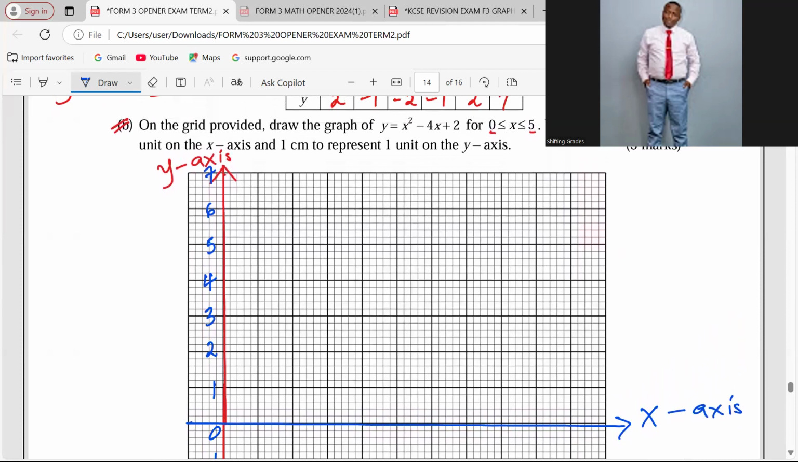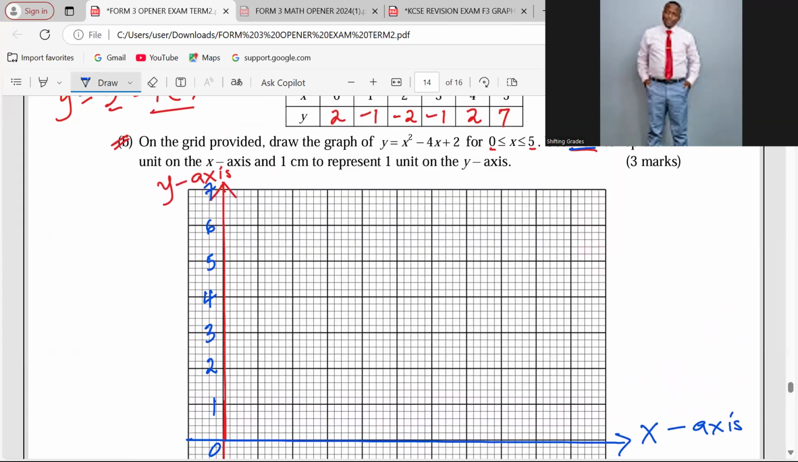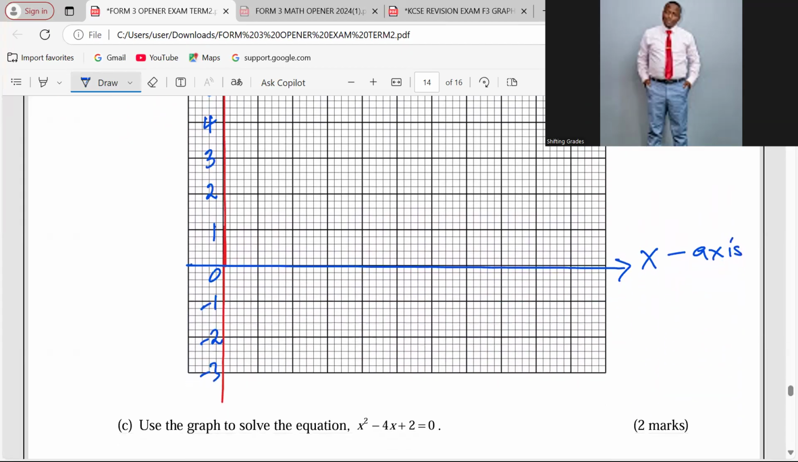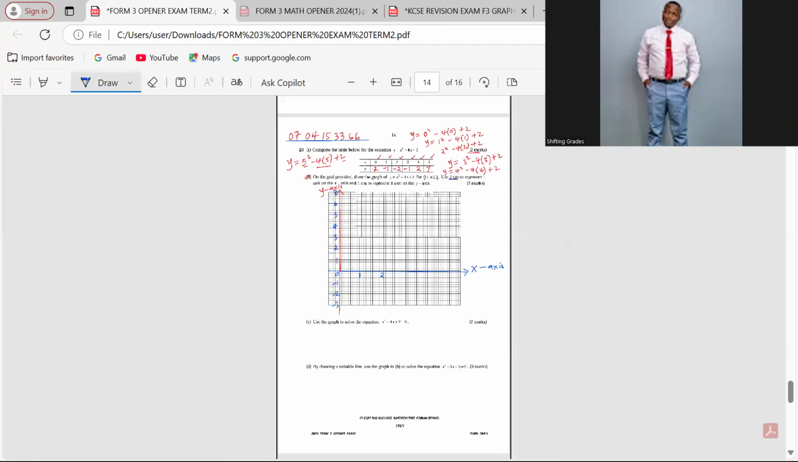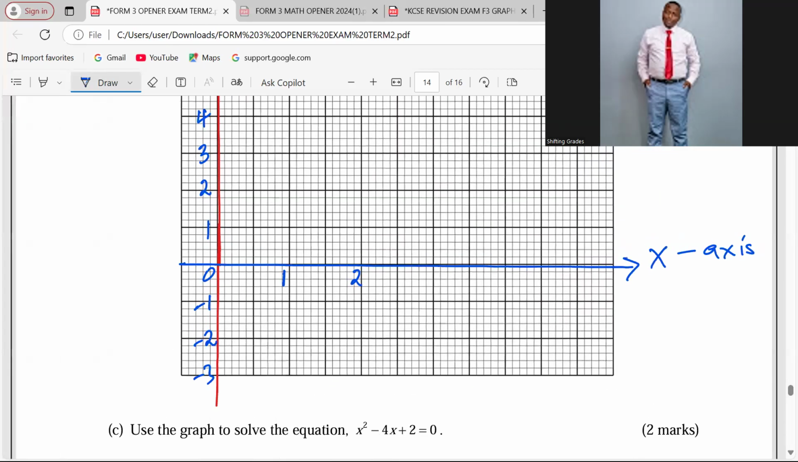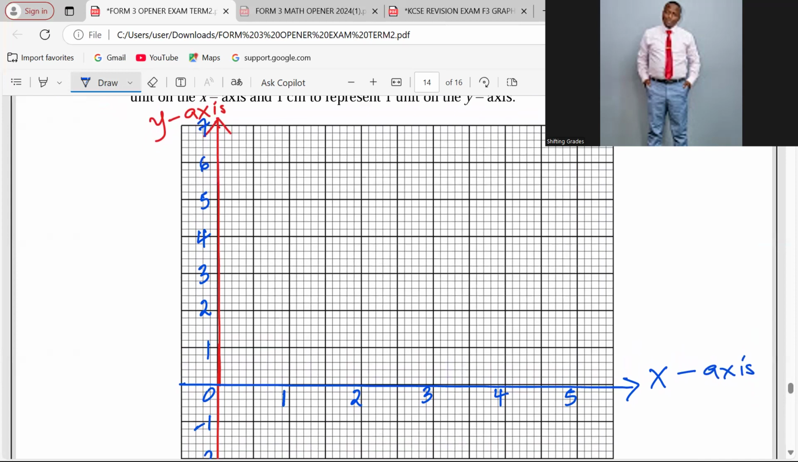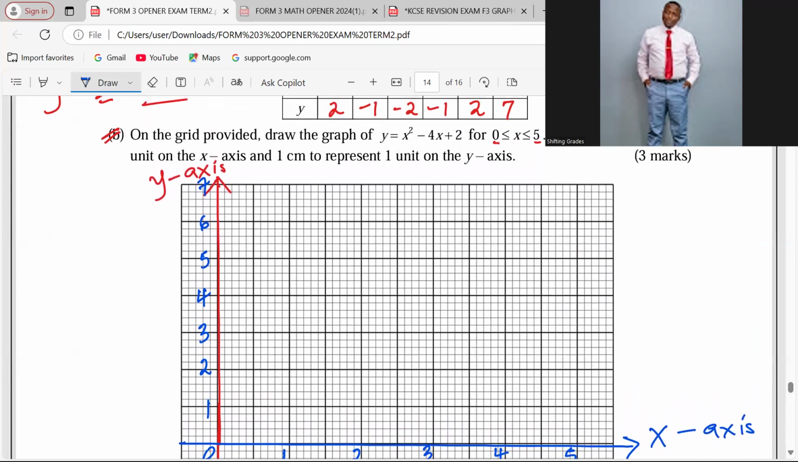Those are now the two axes. Let's label the x-axis. I should have 2 centimeters representing 1 unit. So 2 is here, 3 is here, 4 is here, and 5 is there. That is how we are supposed to spread the values on the x-axis. The instructions have been provided. Some other times it will be upon you to choose a scale, but for this case, it has been chosen for us.